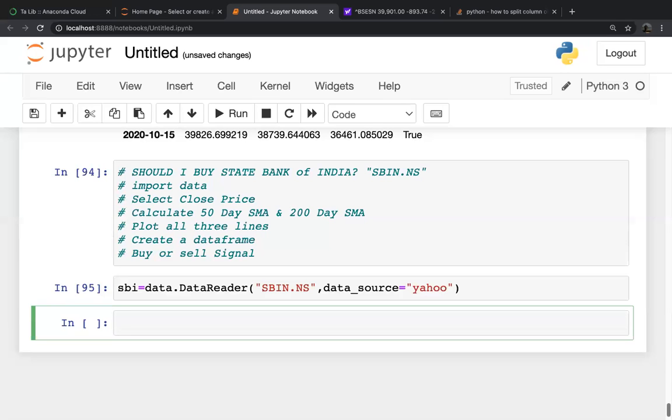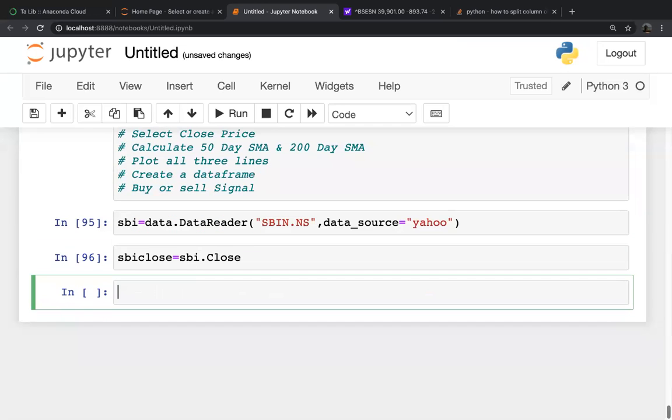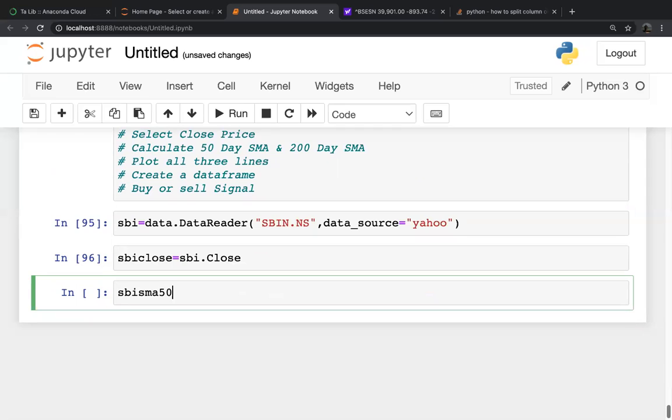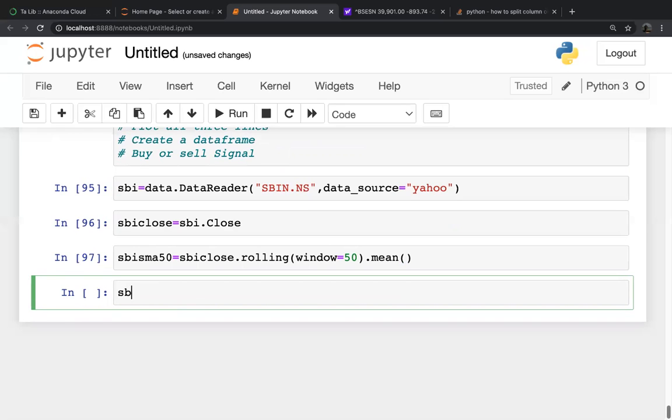Okay, State Bank of India data we have downloaded using the data reader. Then we will select the close price. SBI close is equal to SBI dot close. We have selected the close price. So SBI SMA 50 is equal to SBI close dot rolling, window is equal to 50, dot mean. So we'll get the 50-day moving average. SBI SMA 200 is equal to SBI close dot rolling, window is equal to 200, dot mean.